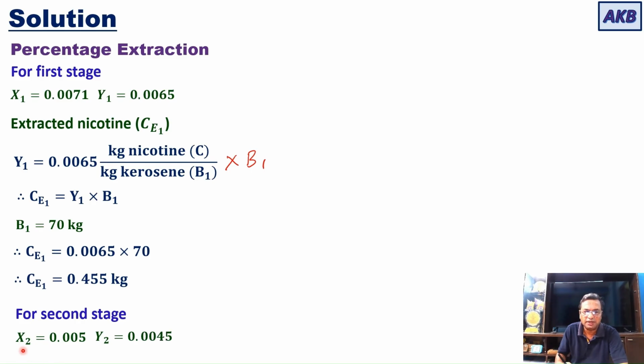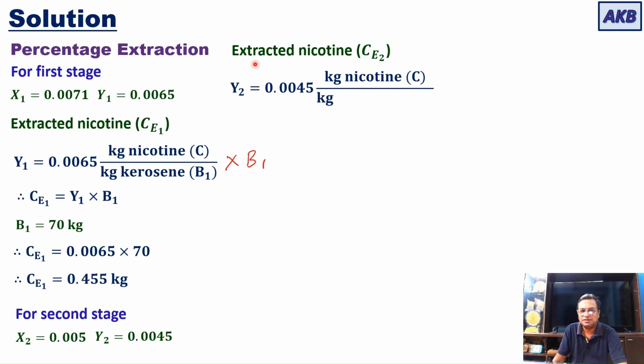For second stage, we got capital X2 as 0.005 and capital Y2 as 0.0045. And again, we will get extracted nicotine. The amount of nicotine that is extracted in second stage, I will denote that quantity as CE2. So for that, we will be using the value of Y2, which is 0.0045 kg nicotine per kg kerosene in the extract that is obtained from stage 2. That means if I multiply Y2 with B2, I will be getting kg nicotine that is present in the extract phase that is obtained in stage 2.